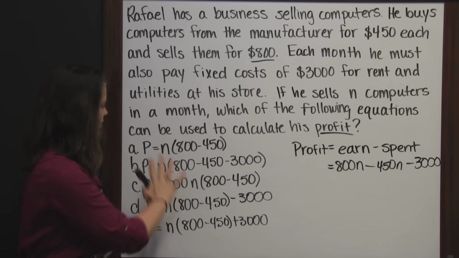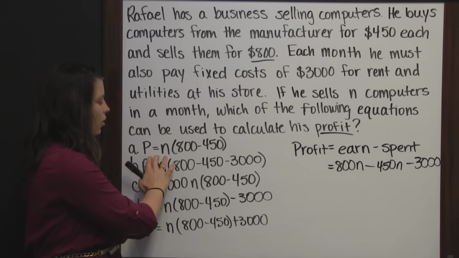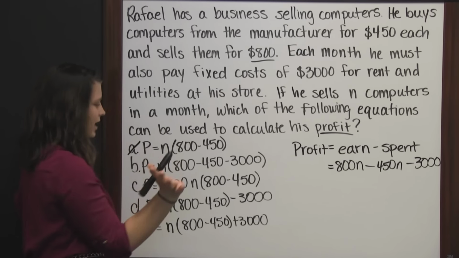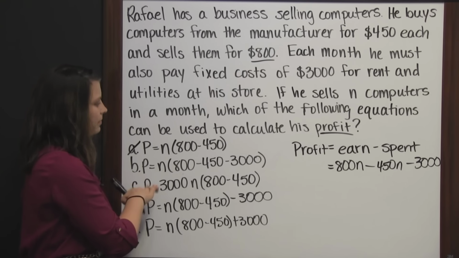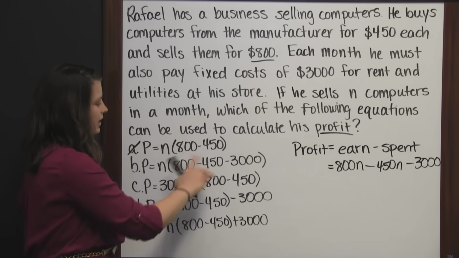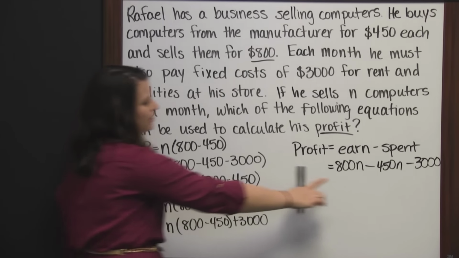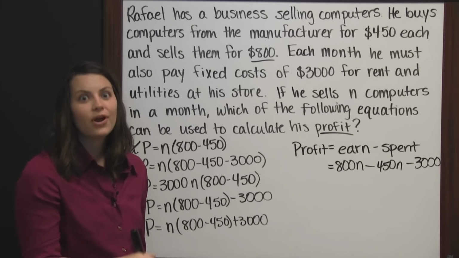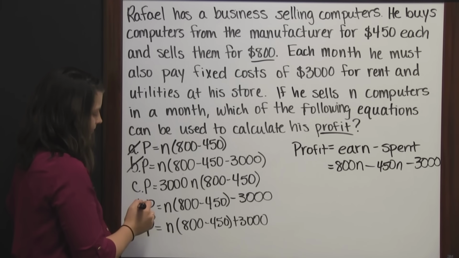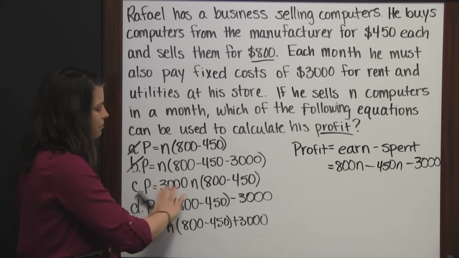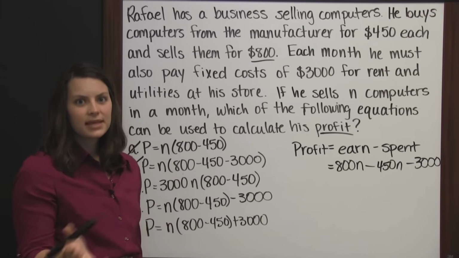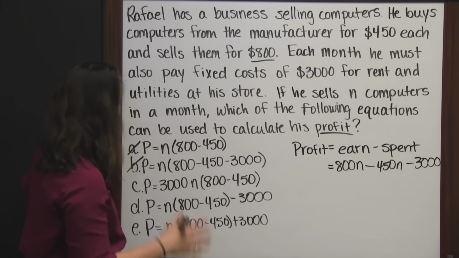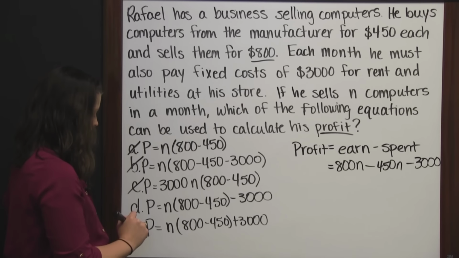Now if we compare what we have to these equations, we know we can already eliminate A. It doesn't even take the $3,000 into account, so A's out. On B, if we distributed this in, we'd be subtracting $3,000 N, which is not right. We're not losing $3,000 for every computer we sell, so B's out. On C, it has us multiplying 3,000 times N, which would be great. He'd be making tons of money, but that's not this situation.